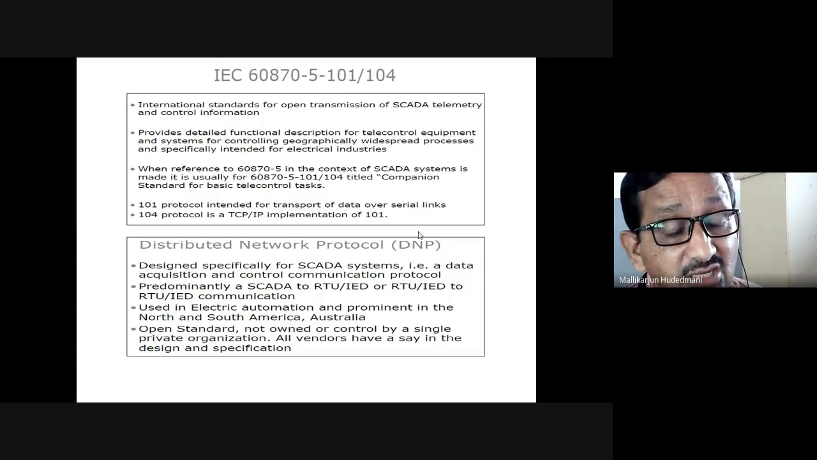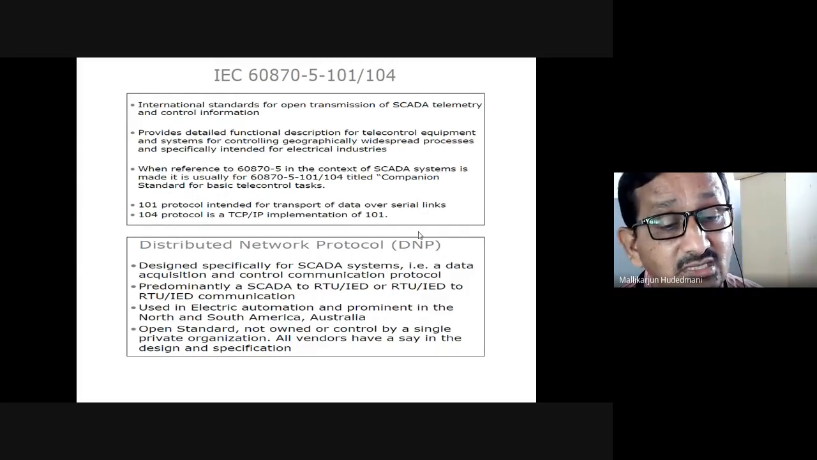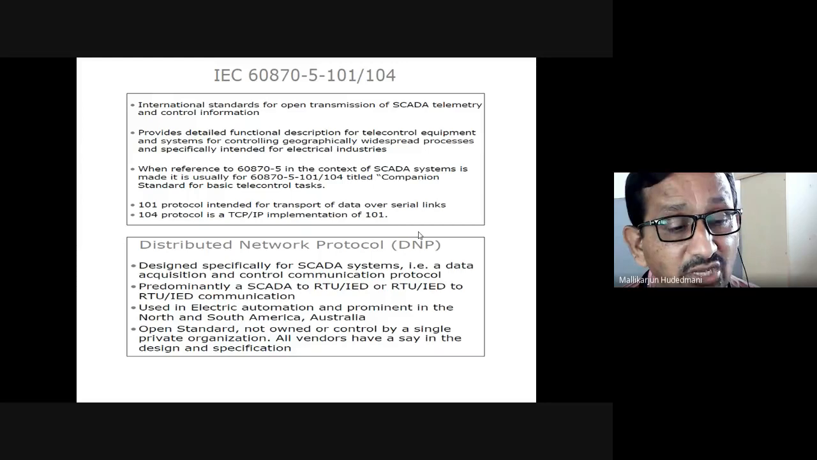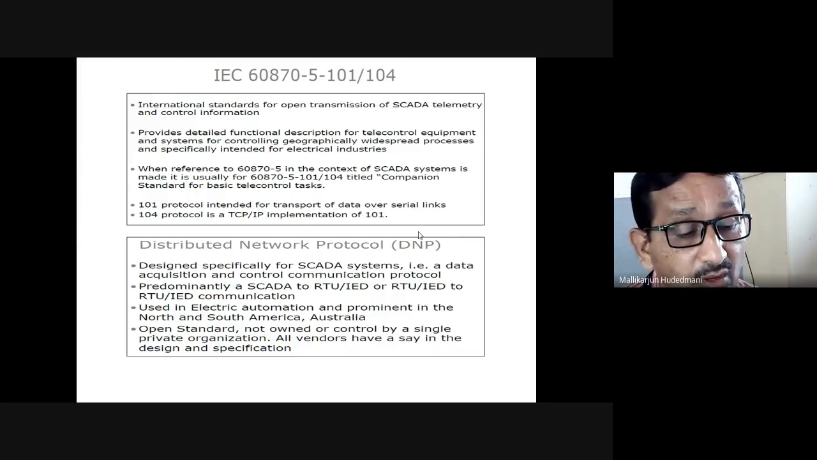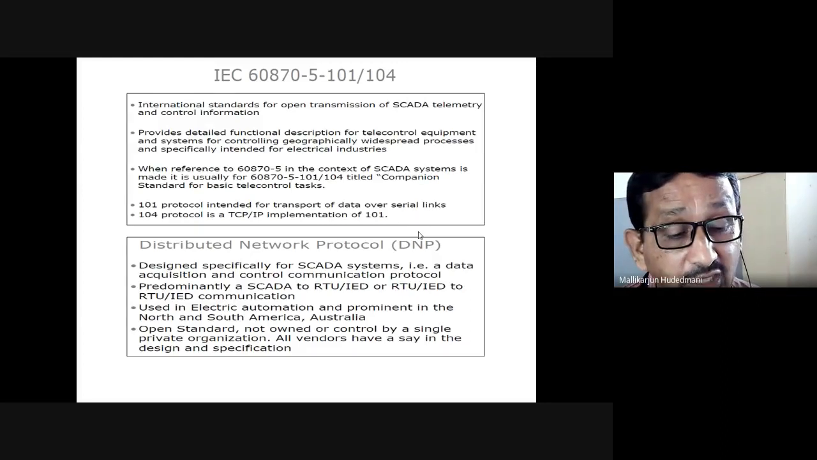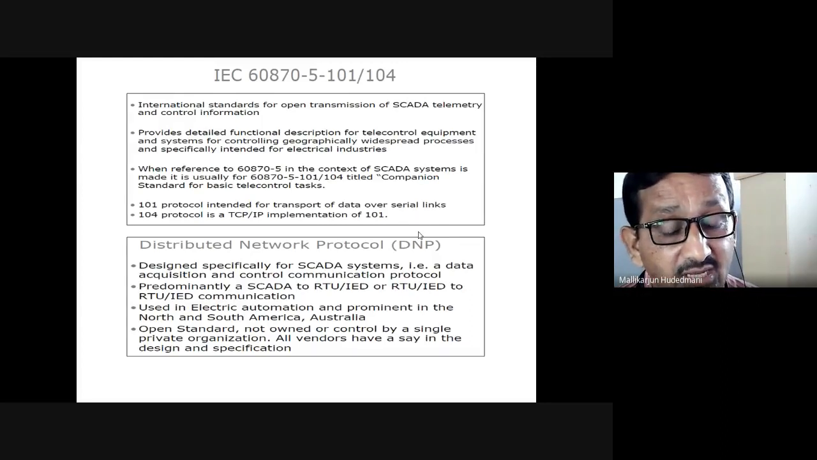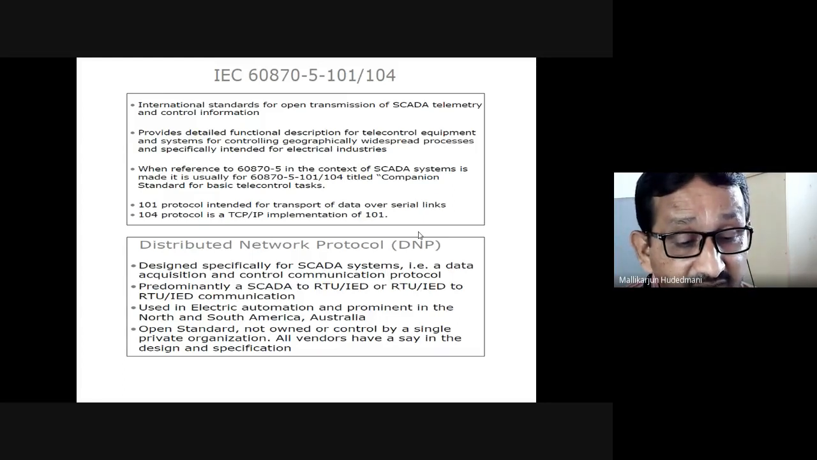IEC, the International Electrotechnical Commission, 60870-5-101 or 104 mode of communication. Another communication protocol which was practiced was Distributed Network Protocol, DNP. Currently it is DNP3. This is designed specifically for SCADA.